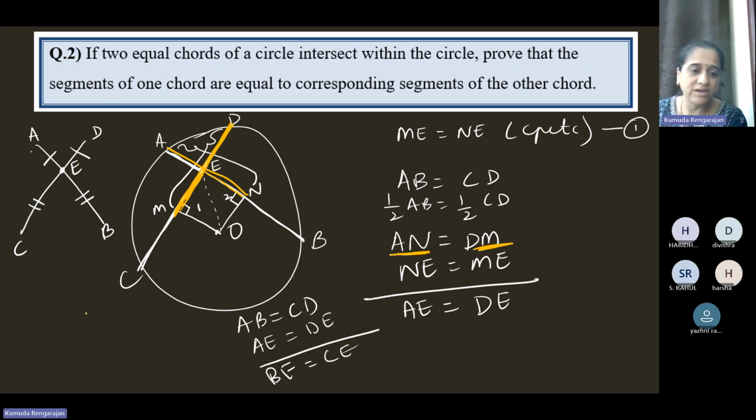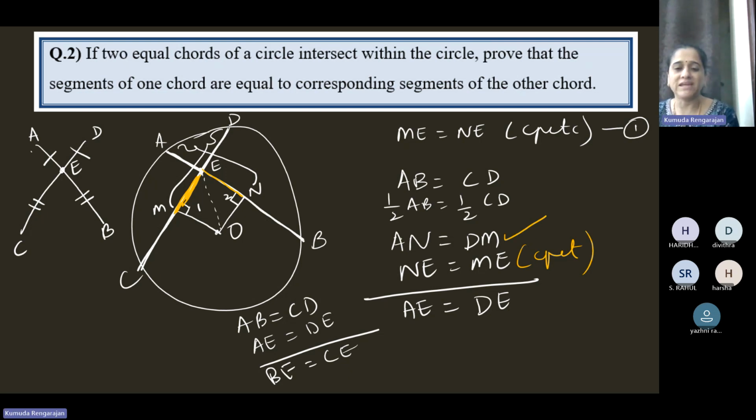Now we have a result, right? We've just proved something by CPCT: ME is equal to NE. Write that carefully. NE is a part of AN, so under AN, write NE. And ME is a part of MD, so write it carefully one below the other. This is the result we got through CPCT. This is half AB, half CD, and that result by CPCT.